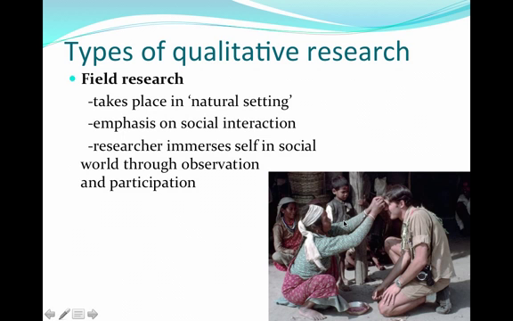Let's talk about some common types of qualitative research. The first is field research. This kind of research takes place in the participant's natural setting, emphasizes social interaction, and the researcher immerses himself or herself in the participant's social world through observation and active participation. A research question using this type of approach might be, what are the rites of passage during the lifespan of X tribe in Y village in Tibet?